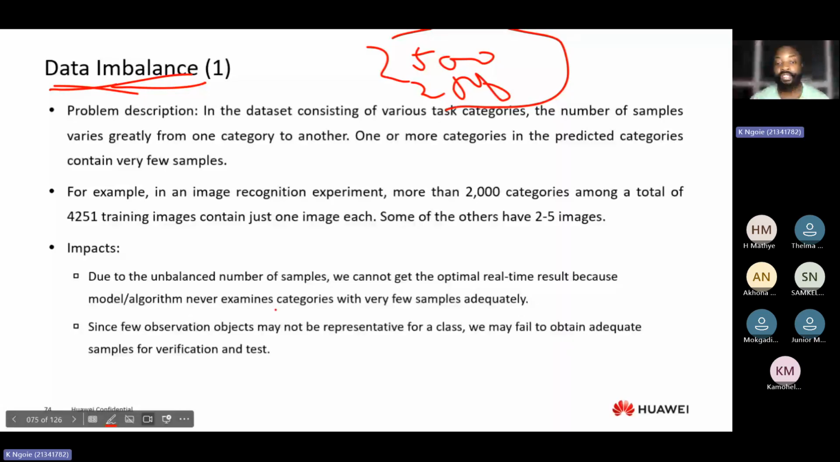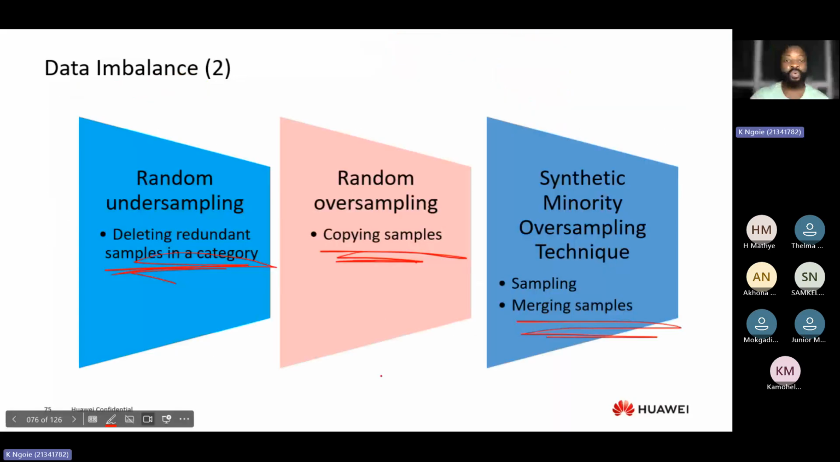All right, so that is very important. If you create a system to detect between male and female, make sure that you have enough pictures of male, enough pictures of female, so it can learn from both. Okay, so the data imbalance, how do we solve that?